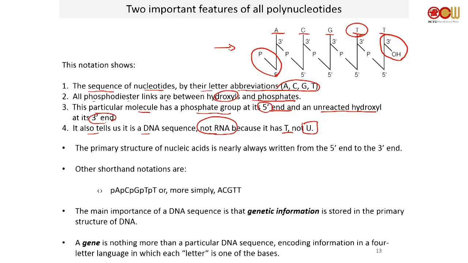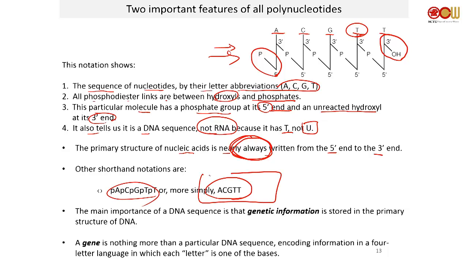The primary structure of nucleic acids is nearly always written from 5' to 3'. In general, we just always write it this way. We don't use the long notation; we always use simple ATCG. The one on the left is the 5' end, and the one on the right is the 3' end. That should be pretty straightforward.